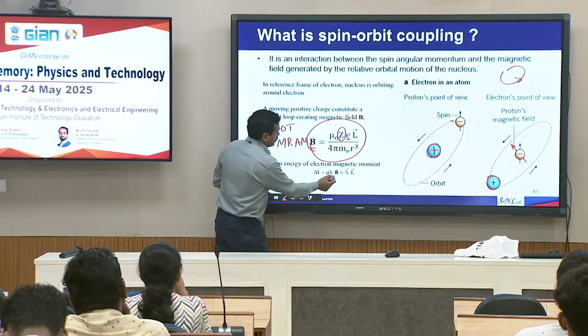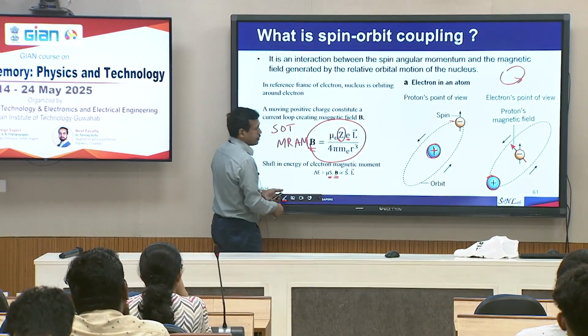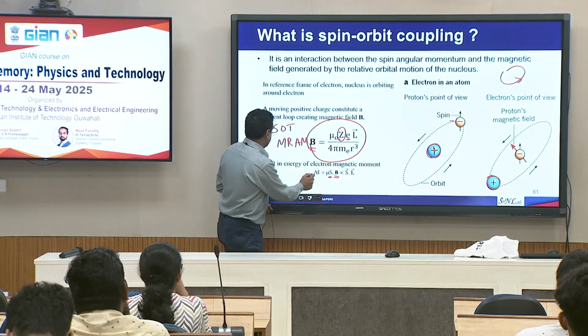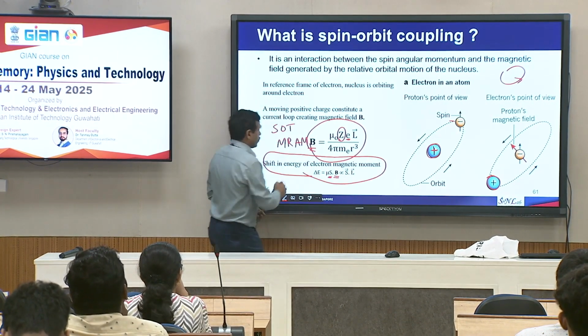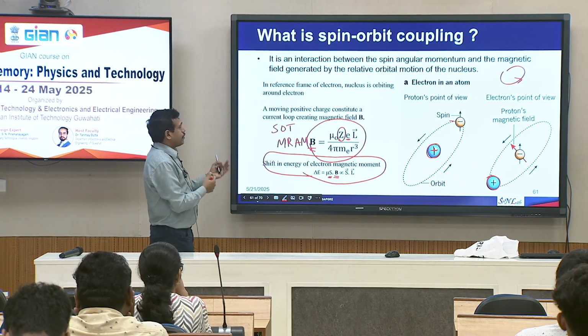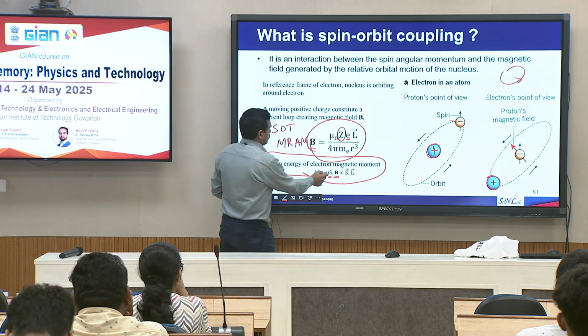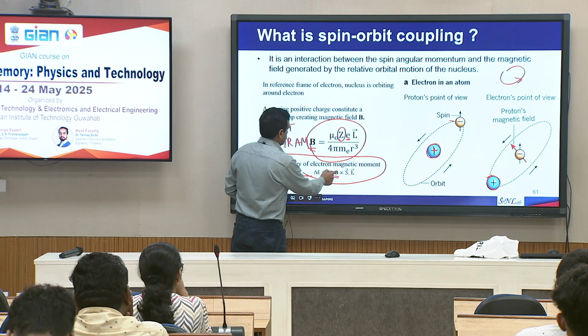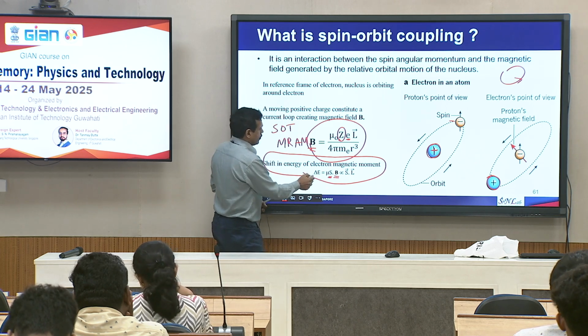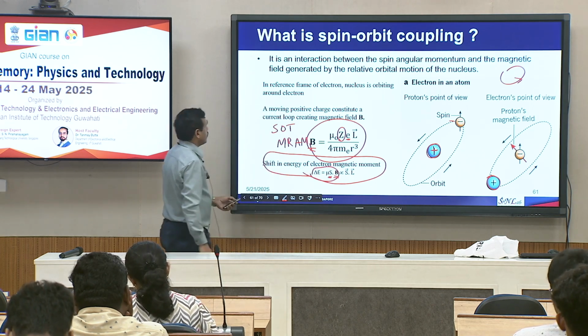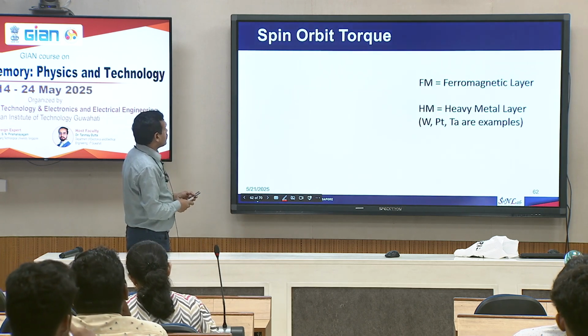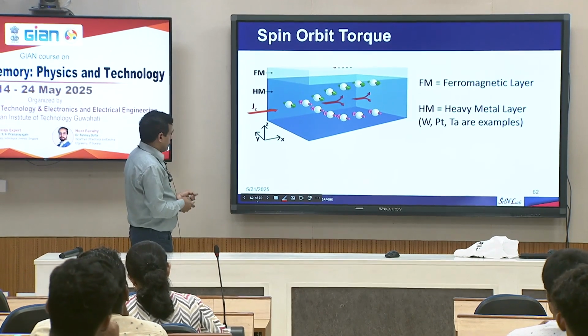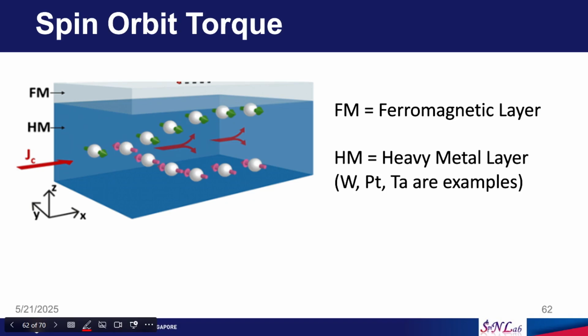So, the magnetic field and the spin will interact. So, there will be a shift in the energy of the electron. Okay. So, spin up and spin down electrons will have different kinds of energies. Okay. So, this is basically the spin orbit interaction, and we can observe the spin orbit interaction by observing the torque exhibited by the spin orbit coupling effects.